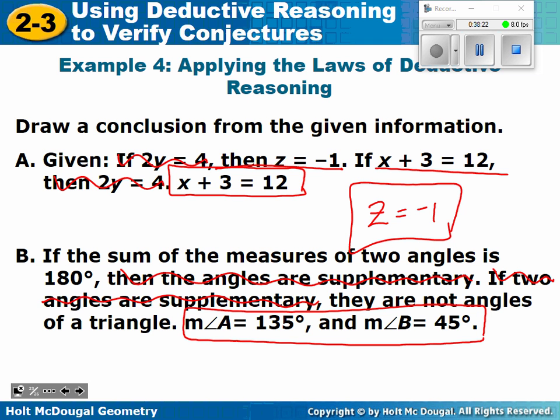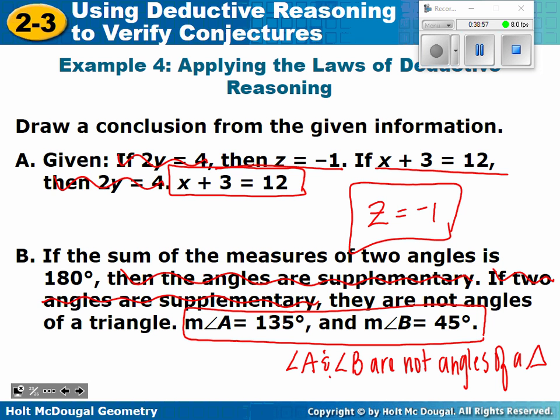This is the given part. Measure of angle A is equal to 135 and the measure of angle B is equal to 45. So when you are given that information about two angles, is the sum of the measures of two angles 180 when you look at the two angles? Yes. So what can you conclude about these two specific angles? They are not angles of a triangle. So you can say angle A and angle B are not angles of a triangle.